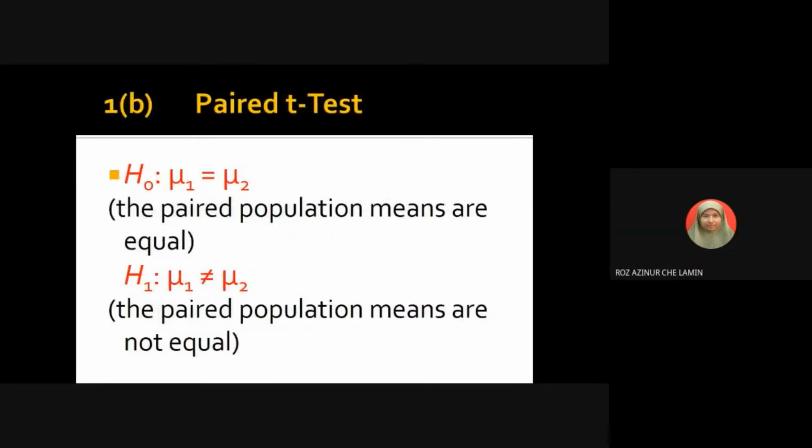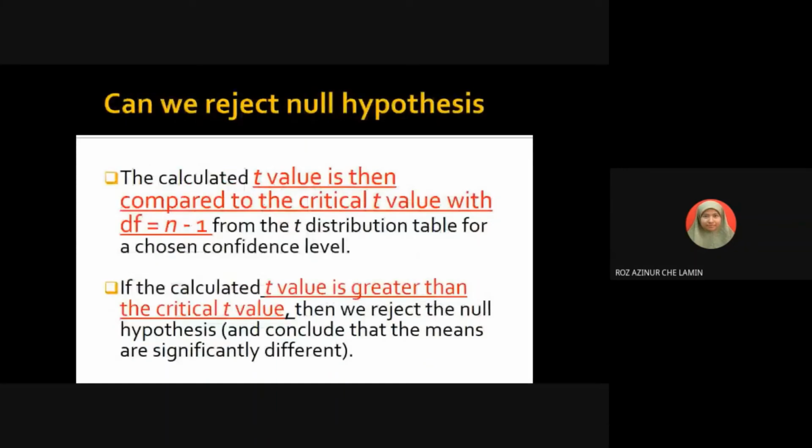Now we look at the null hypothesis for the paired t-test. The null hypothesis is the paired population means are equal, while the alternative hypothesis is the paired population means are not equal. Can we reject the null hypothesis? The calculated t-value is compared to the critical t-value with degree of freedom equal to n minus 1 from the t-distribution table for a chosen confidence level. If the calculated t-value is greater than the critical t-value, then we reject the null hypothesis and conclude that the means are significantly different.